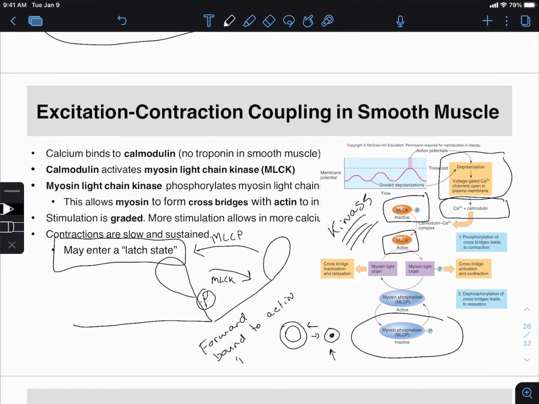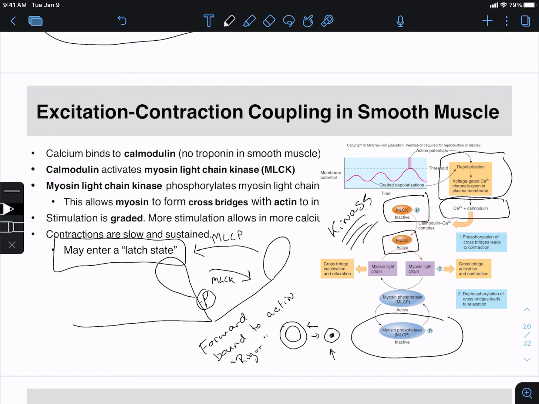It's similar in concept to rigor state, but we don't call it rigor. Okay, it's not rigor, it's latch state. And so that can allow us to maintain this long-term contraction that occurs. Now, the contraction of smooth muscle can be graded because we're not dealing with action potentials here. Instead, we're dealing with the flow of calcium into the cell, either from the sarcoplasmic reticulum or from the extracellular fluid. We end up with graded contractions.